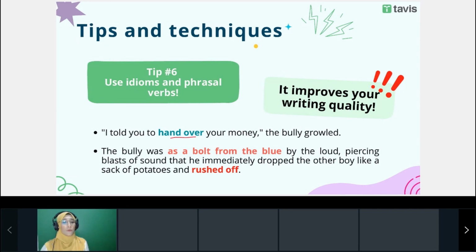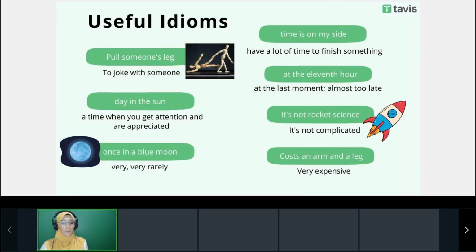If you are not familiar with some of the idioms, you can always try and Google it up, try and come up with a few idioms to at least get a score for your language. All right, this is also another phrasal verb. Now next, here I have a few useful ones for you, so you can try and use this.